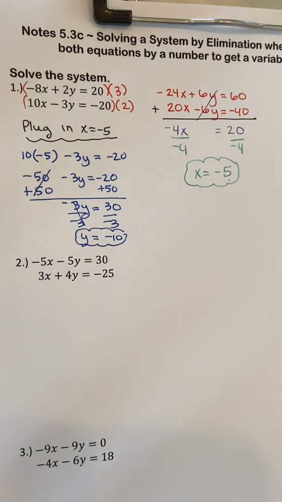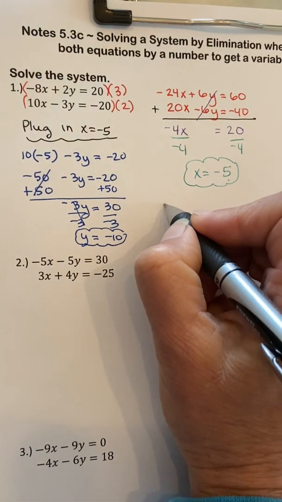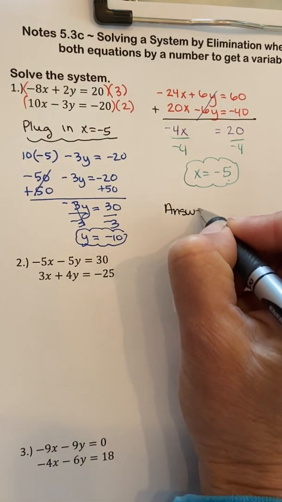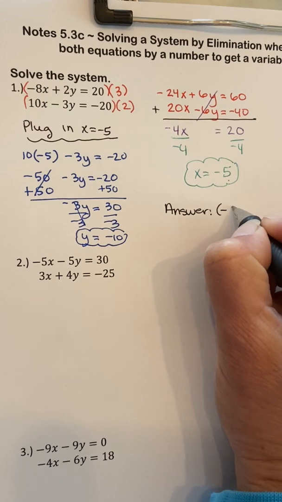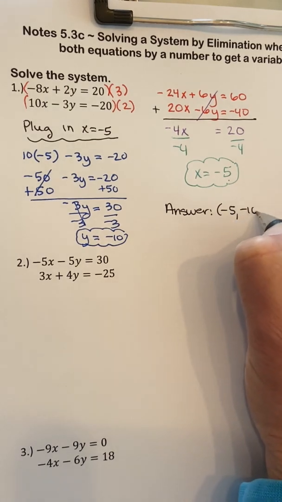Once I have an answer for both x and y, I can write it as an ordered pair. X comes first, so negative 5, negative 10.